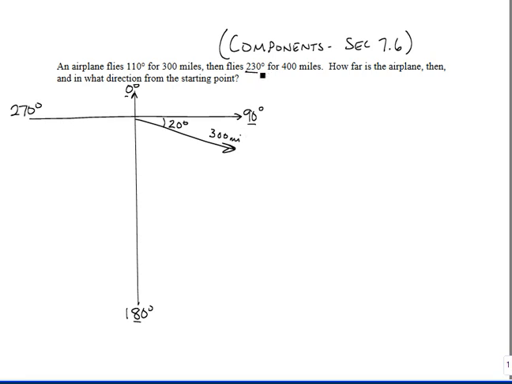My second vector is also from the origin. It's a 230 degree heading. This reference angle is 40 degrees, and I label the length as well.